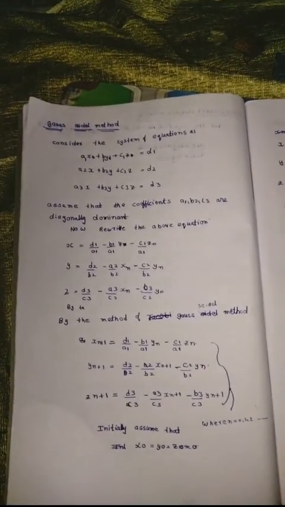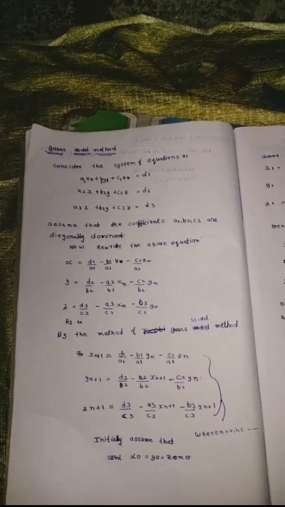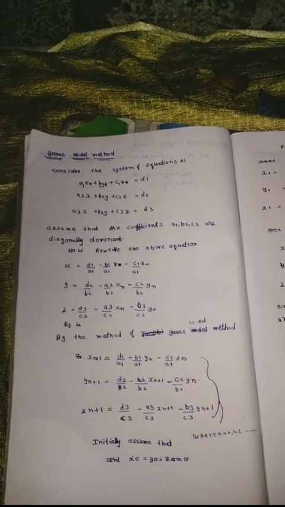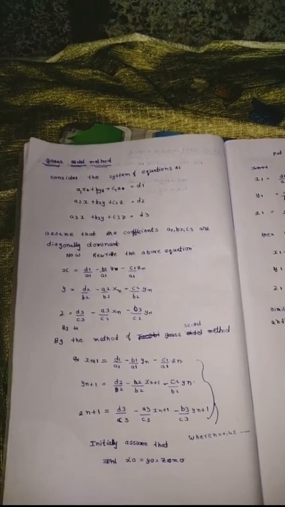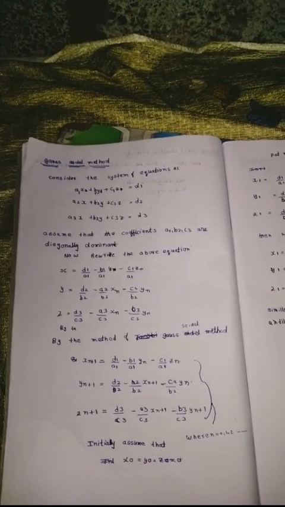Let us consider the system of equations as a1x plus b1y plus c1z is equal to d1, a2x plus b2y plus c2z is equal to d2, a3x plus b3y plus c3z is equal to d3. Assume that the coefficients a1, b2, c3 are diagonally dominant.